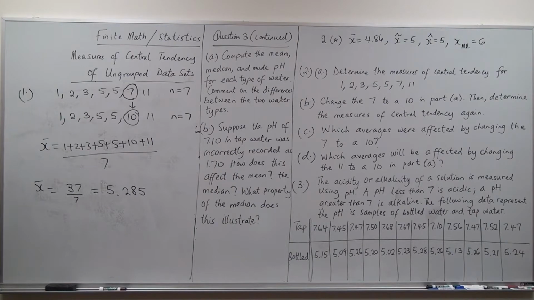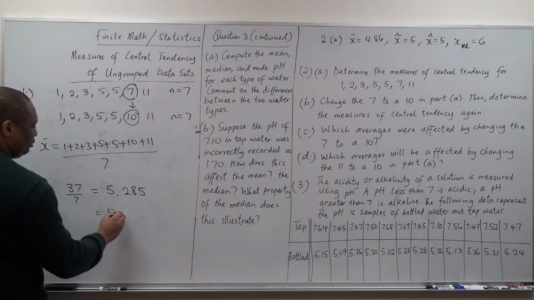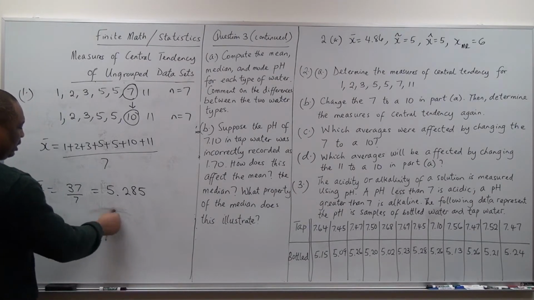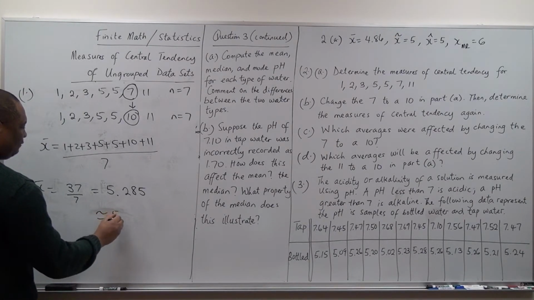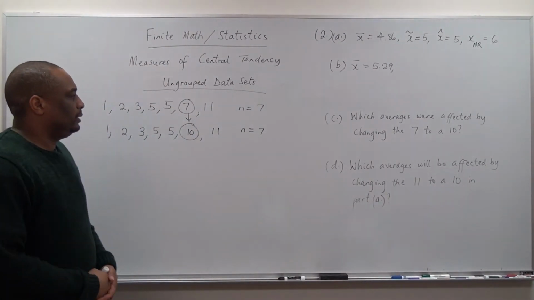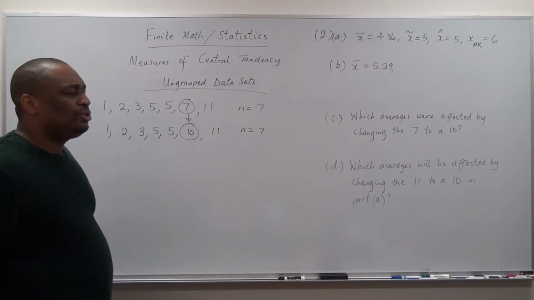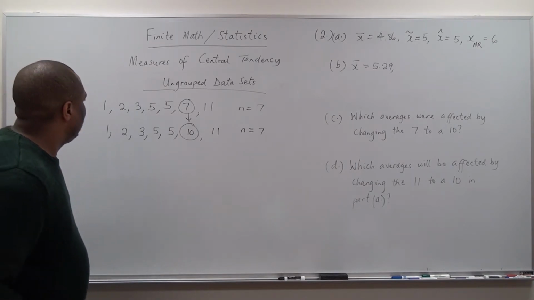60 is 8, 56. 40 is 5, 35. So this is 5.2, approximately what? Approximately 5.29. Okay, so we've got our mean to be 5.29. Let's go ahead and find the median.